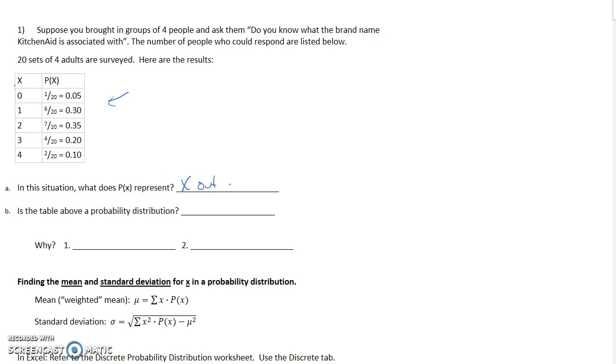Sorry, let me back this up. P of x represents the probability that x out of 4 people knew what KitchenAid is associated with.